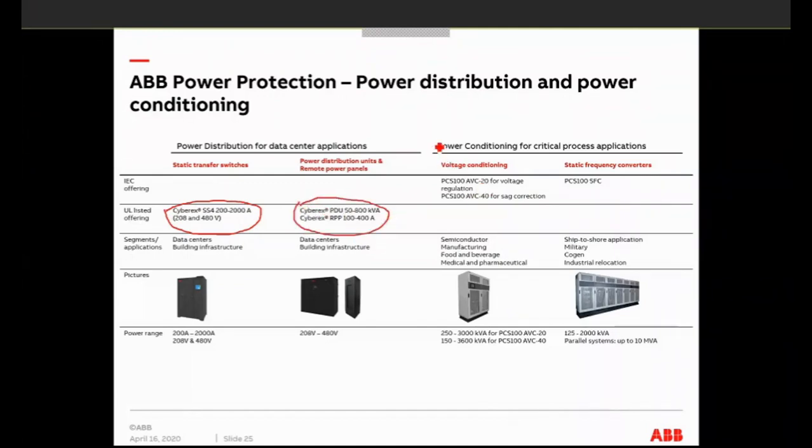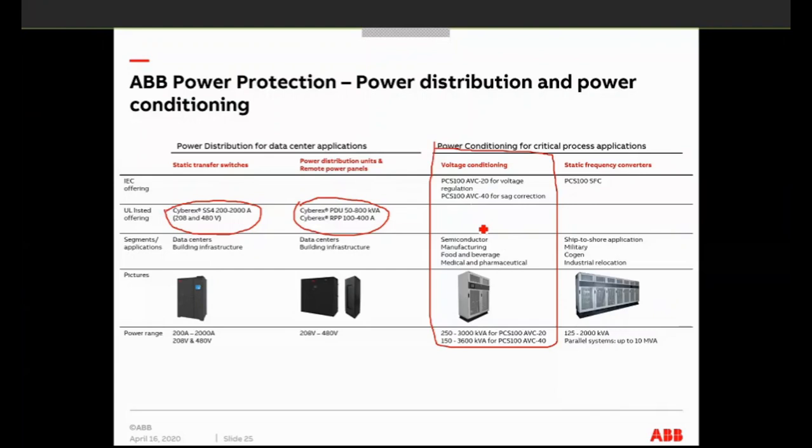And for our topic today, we will be focusing on voltage conditioning. In the voltage conditioning system, we have two systems, PCS 100 ABC 20 for voltage regulation. It means that for voltage drop that happens more than 1 hour a day, or could be months or years, we will be using PCS ABC 20. But for sag correction, we will be using PCS ABC 40. The 20 and 40 here mean the percentage of what they can resolve. All right?